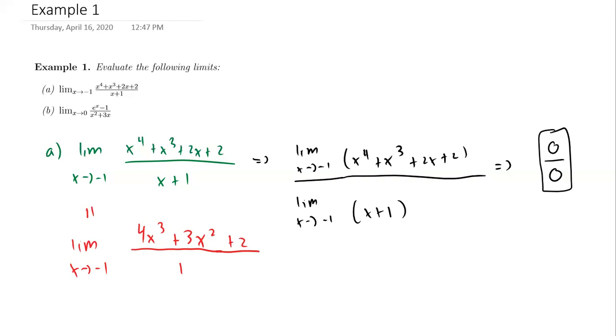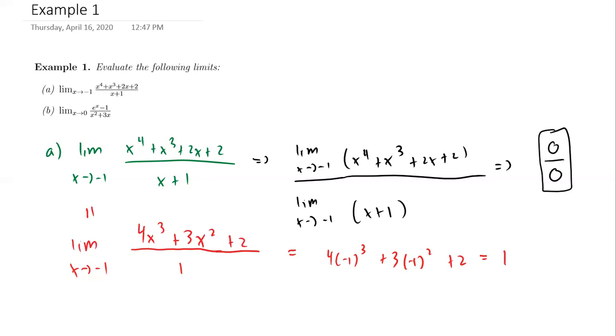So you see, all I did is I took the derivative of the top and divided by the derivative of the bottom. That's what L'Hopital's rule says. Whenever you have an indeterminate 0 over 0, you can look at the quotient of the derivatives instead of the original functions. This we can evaluate directly because the bottom is just a constant, so we're not going to be dividing by 0. So plugging in -1: 4 times -1 to the 3 plus 3 times -1 squared plus 2, which is -4 plus 3, that's -1, plus 2, that's 1.